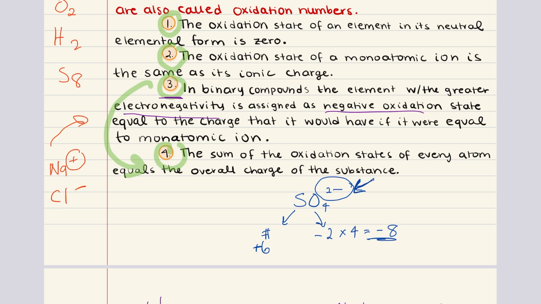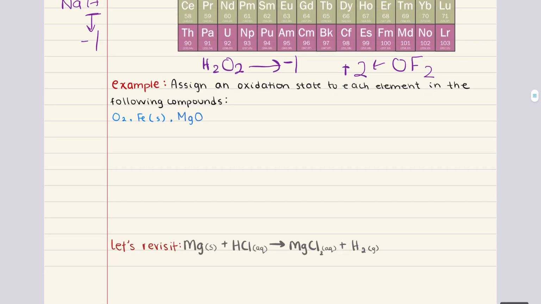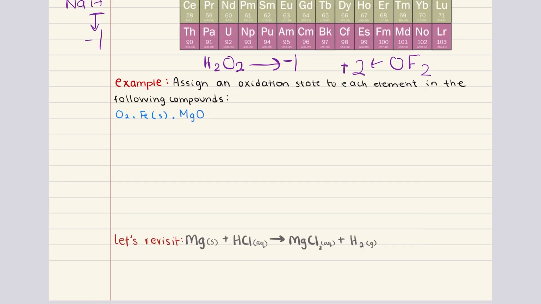With this information, let's tackle a practice problem. This problem says, assign an oxidation state to each element in the following compounds. The first two elements that we have here are oxygen gas and solid iron. To figure this out, we need to rely on rule number 1.